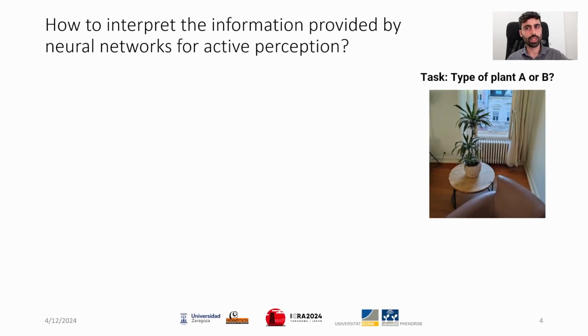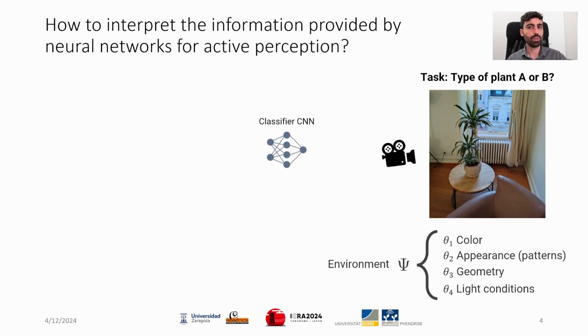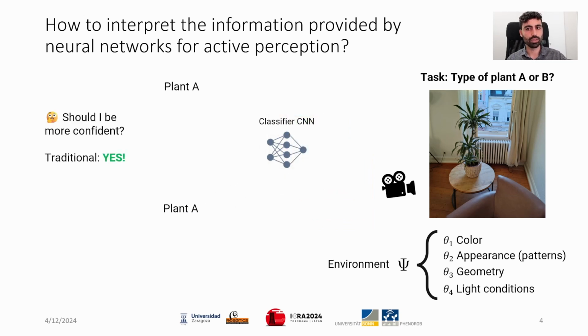Let's say that we have the following task. What is the type of plant in our living room? One common pipeline is to use a camera to take images and a neural network that will interpret certain features from the environment rendered on the image to give a label. Now, if we only move slightly and take another image, we will probably get the same label. And now my question is, should we be more confident about the plant type?